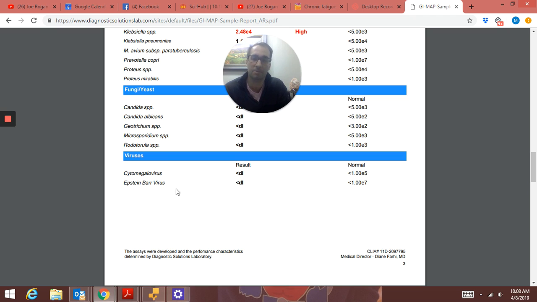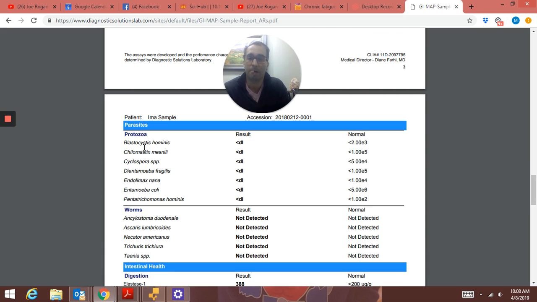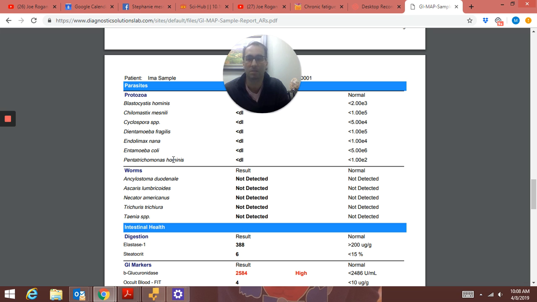Cytomegalovirus, which is a herpes virus, and then Epstein-Barr, which is mono. So again, two big viral pathogens that can cause trauma inside the gut as well. Parasites, everybody hates the parasite section. Protozoa, so basically the little tiny microscopic things like Blastocystis hominis. These guys are pathogens that aren't supposed to be inside of our guts.